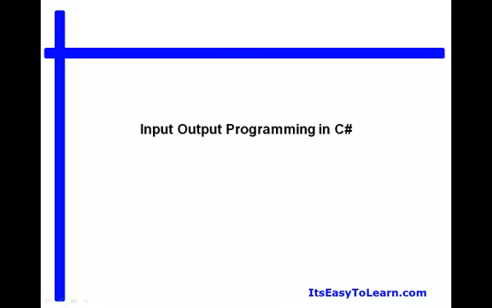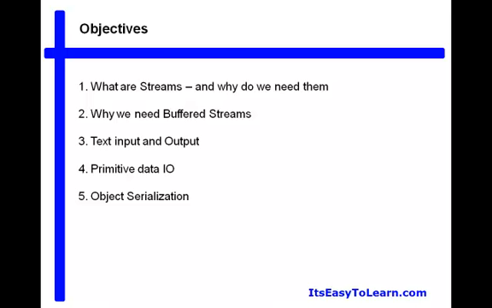Welcome back. This is input-output programming in C#. The following will be our objectives. Number 1. What are streams and why do we need them? Why do we need buffered streams? Text input or output, primitive data type I/O, and object serialization. We look at each one of them in greater detail.